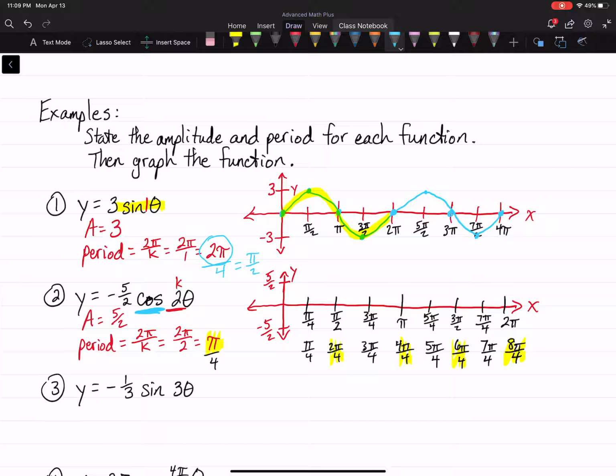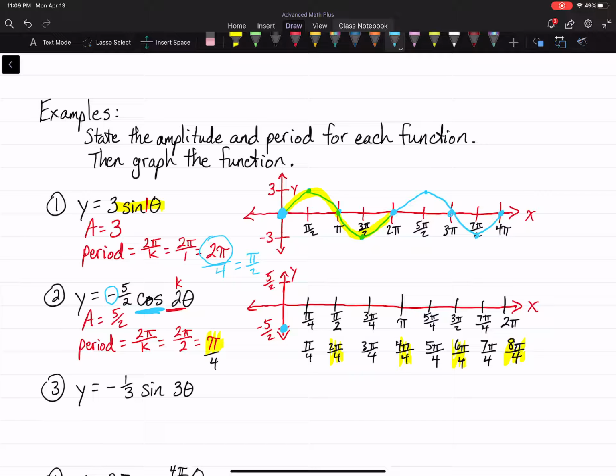Now, normally, we start at the positive 5/2 up here because cosine, if you remember, you don't start at the origin, you start at the maximum or the minimum for cosine. For sine, you start at the origin, like we did right here. It was the origin because it was sine. Cosine, you start at either the max or the min. Now, it's pretty simple to know where to start. If this number right here is negative, then you start at the bottom. If it's positive, then you start at the top. It's very simple. And again, you just follow the pattern.